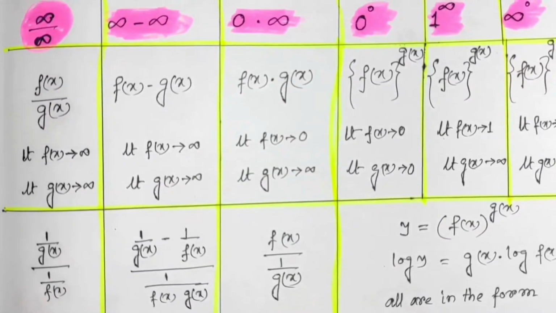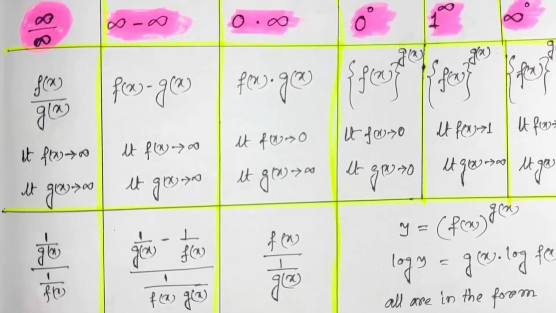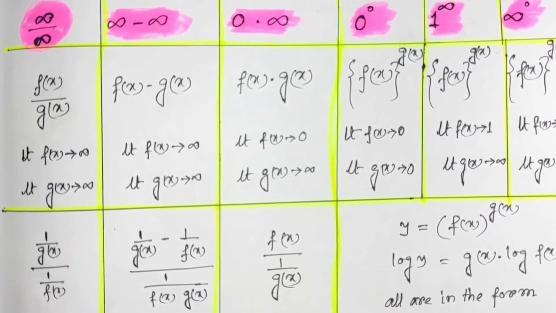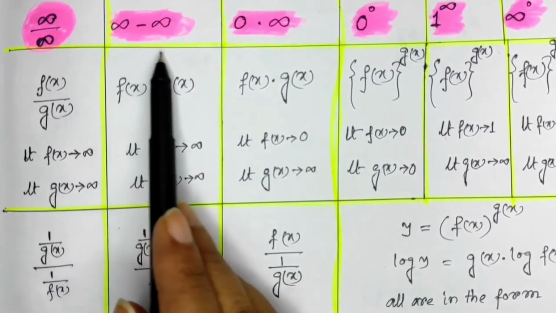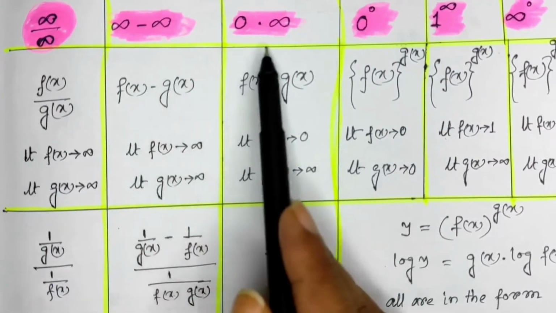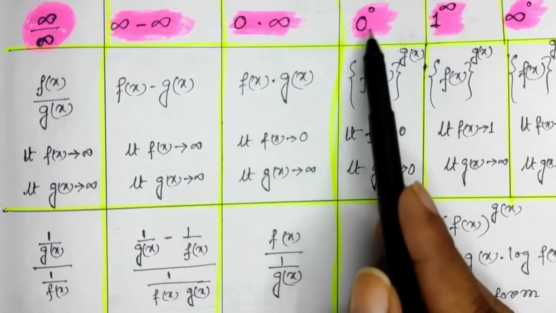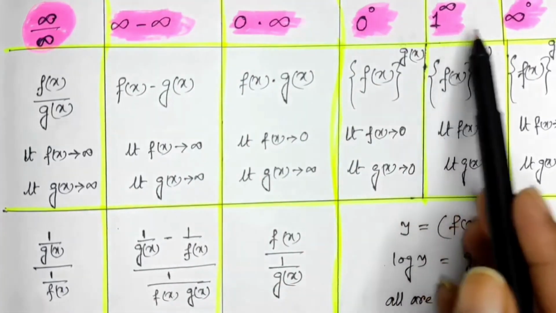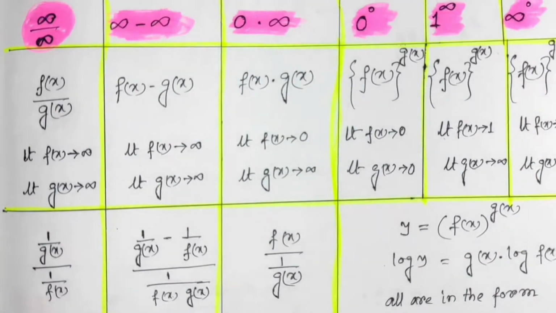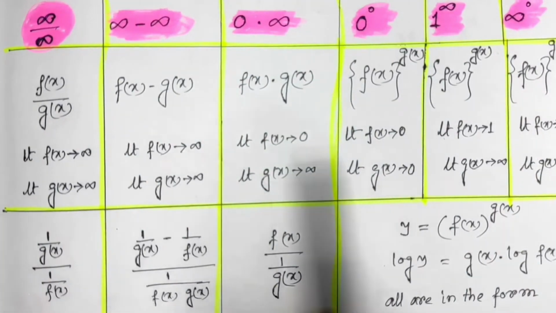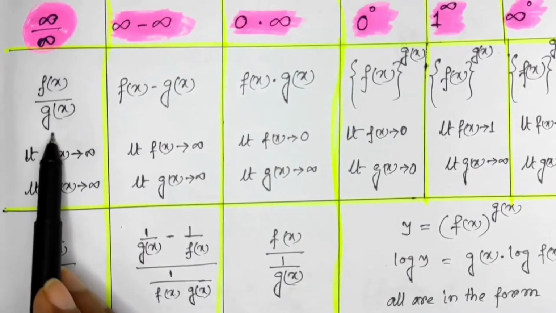So now let me give a brief summary. Indeterminate forms means either the given function is in the 0 by 0 format, or the infinity by infinity format, or infinity minus infinity, or 0 into infinity, or 0 to the power 0, or 1 to the power infinity, or infinity to the power 0. Any of these is an indeterminate form, and these are the functions we can write here.